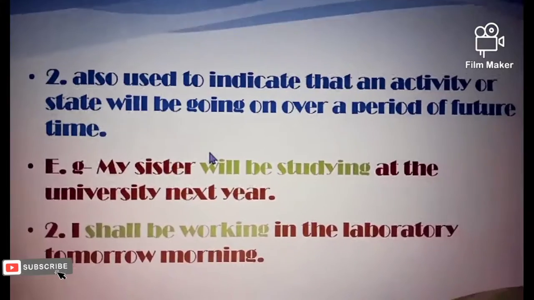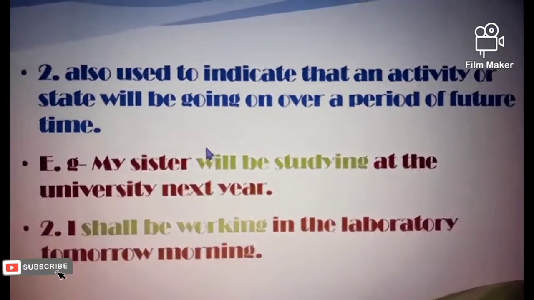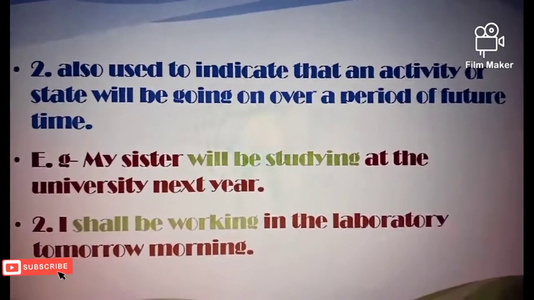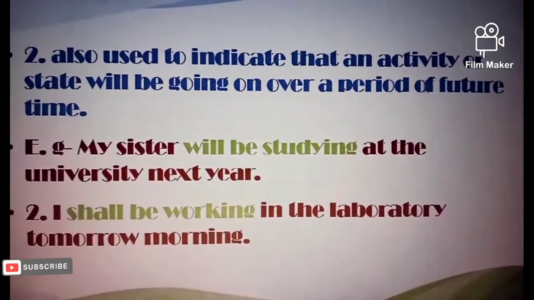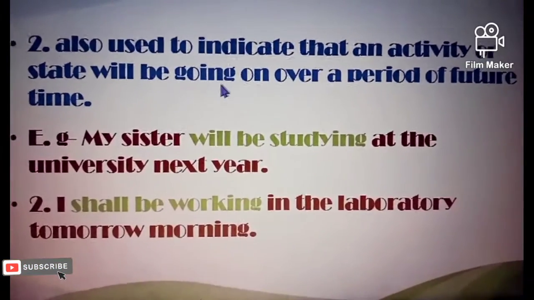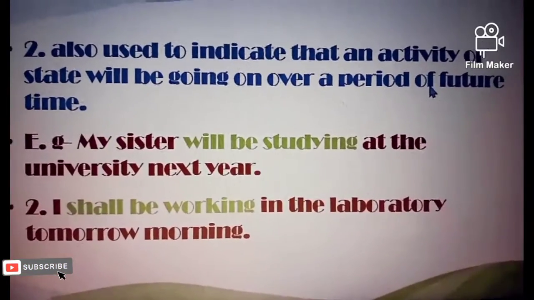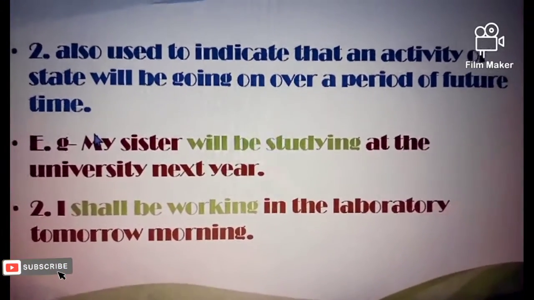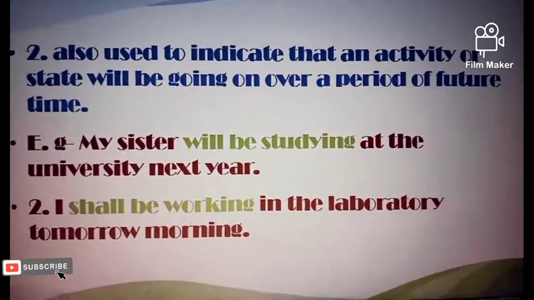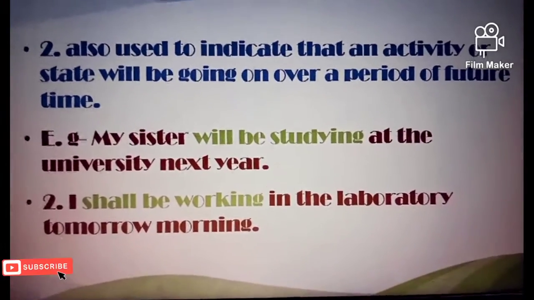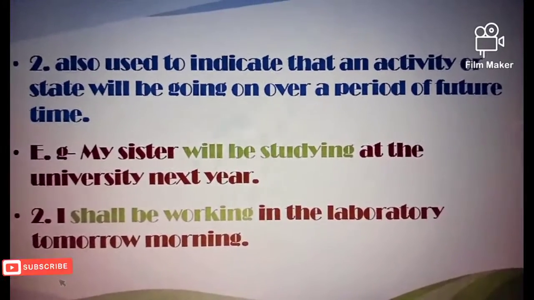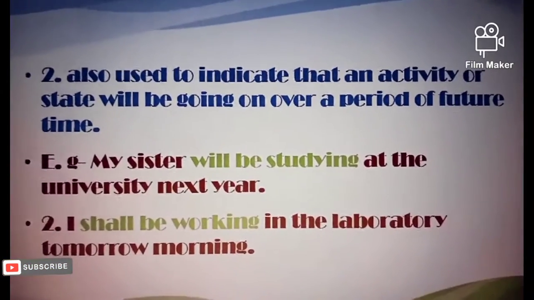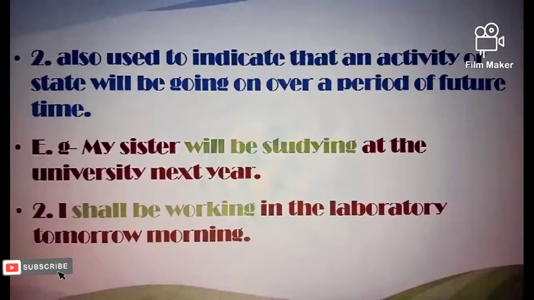Next usage. The second usage of future continuous is that it is also used to indicate that an activity or state will be going on over a period of future time. Some activities will be going on in the future, and that future time may not be a definite one, but something will take place in the future time.